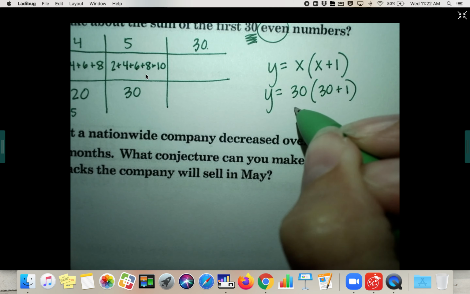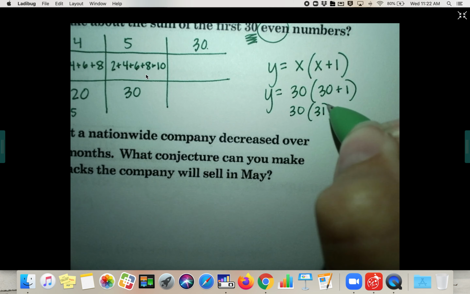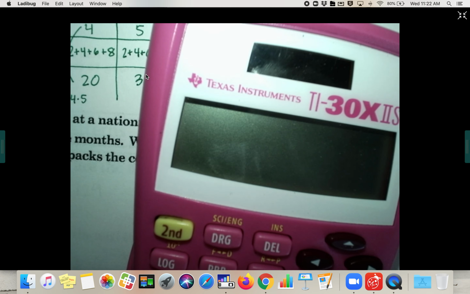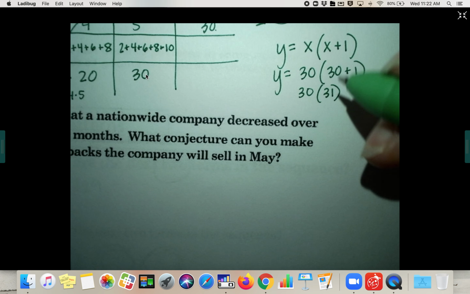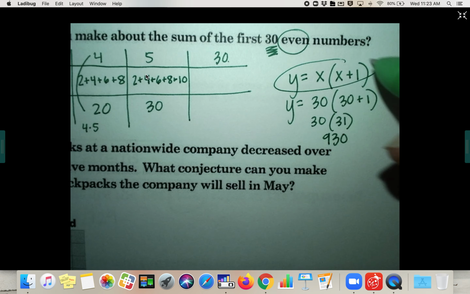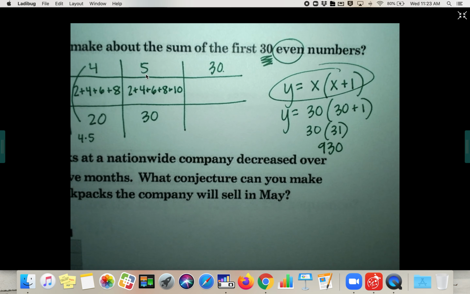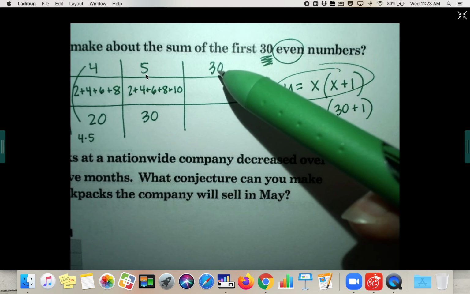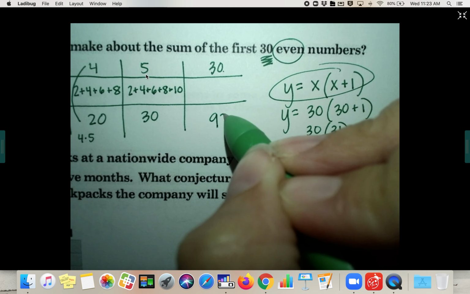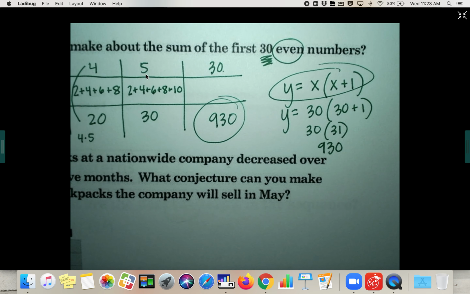So 30 plus 1 is 31. So I would like to know what 30 times 31 is. I don't know. 30 times 31 is 930. I am so glad I didn't have to count that far. So coming up with a rule or a conjecture is very helpful when you're talking about really large sums. So 30 would be 930.